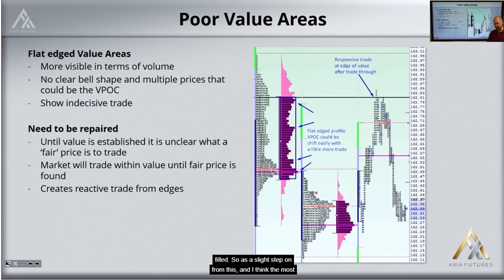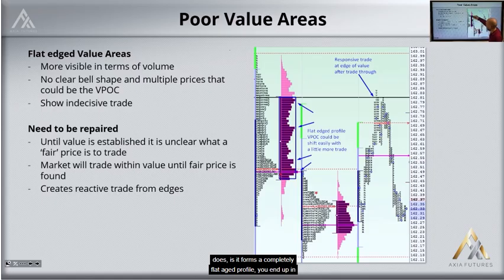So, as a slight step on from this, I think the most obvious way of looking at these types of things, and the most obvious direct trade, and the situation where you can use the edges of value as tradable reaction points, is what I call a poor value area. This is different to a broken value area, a sort of day that has got multiple perhaps single prints and dips and troughs in volume as it moves higher or lower, but instead a day that has exhibited complete uncertainty. And what this does is it forms a completely flat-edged profile.